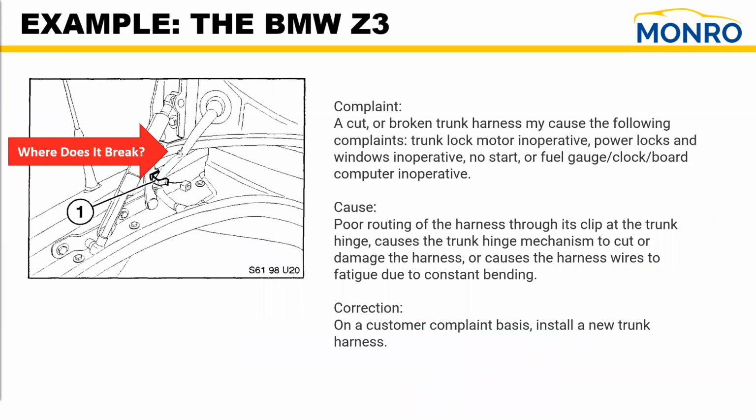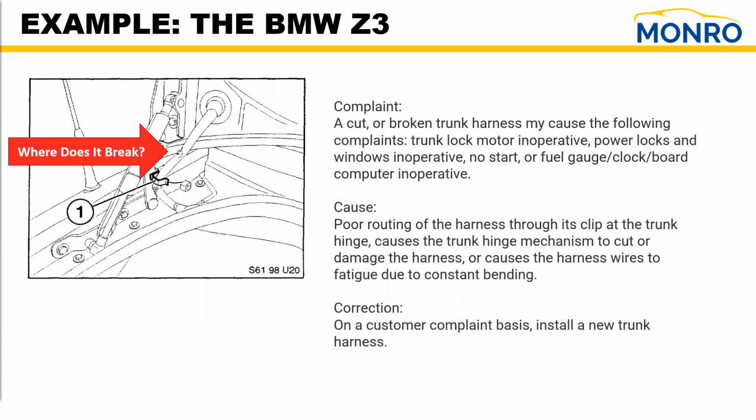Let's take an example like the BMW Z3. And the customer's complaint is the trunk harness causes the trunk lock motor to be inoperative, power locks and windows don't work. The car becomes a no start, or no fuel gauge, clock, things are inoperative. Why? Because the car won't start with the trunk open. And where do you think it broke? It broke right there at the hinge.